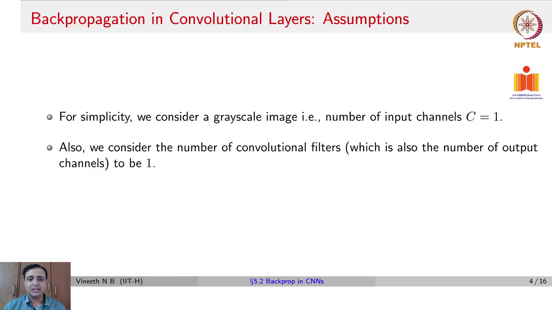To begin, let's assume a grayscale image. We assume that the number of input channels C is equal to 1. You should see that this won't affect the derivation per se. It just makes it simpler for explaining. Also, we're going to assume the number of convolutional filters to be 1, which means the depth of your output map will also be 1. But each convolution will follow the same procedure to be able to compute its gradients.